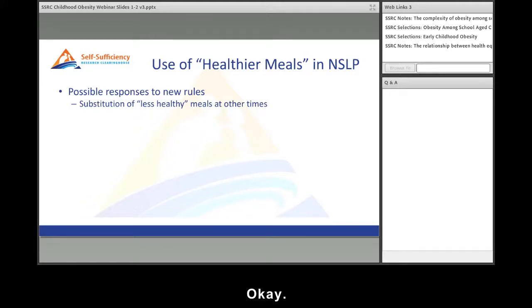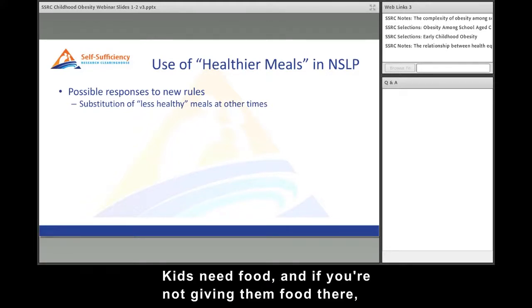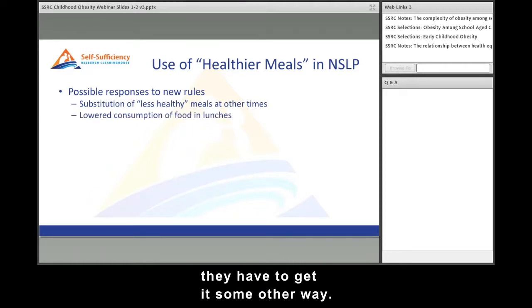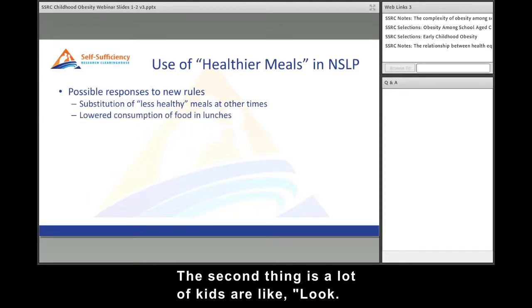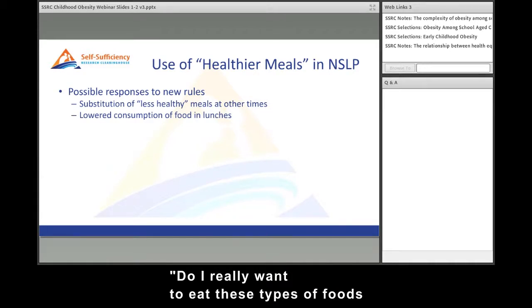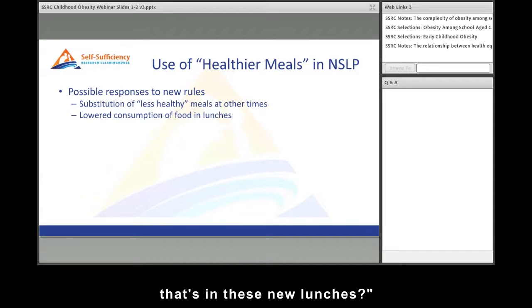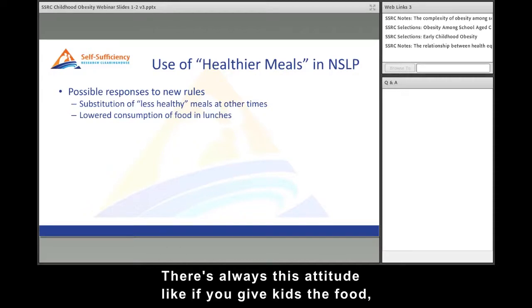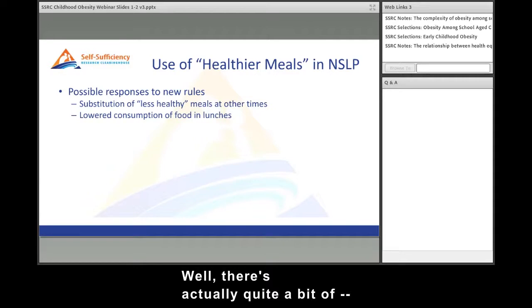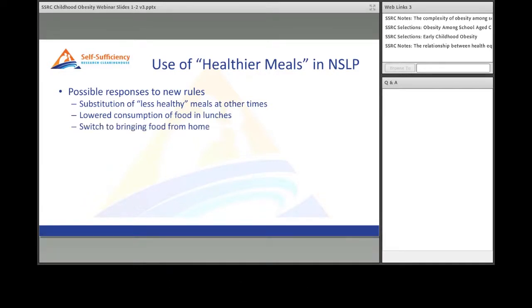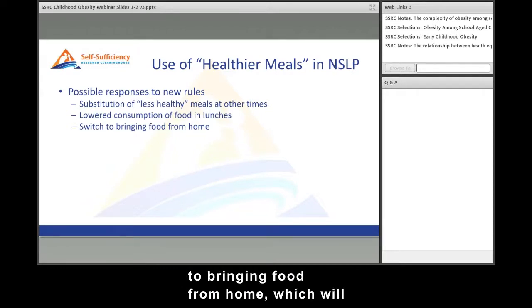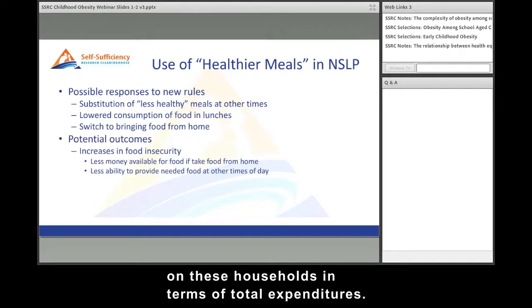Okay, kids need food, and if you're not giving them food, they have to get it some other way. The second thing is a lot of kids are like, look, do I really want to eat these types of food that is in these new lunches? There's always this attitude that if you give kids the food, then they'll eat it. Well, there's actually quite a bit of evidence that there's a lot more food waste under these new, quote-unquote, healthier meals. The other thing is some kids will switch to bringing food from home, which may not be as good quality as even the previous meals that were in the program, but also it puts a burden on these households in terms of total expenditures.